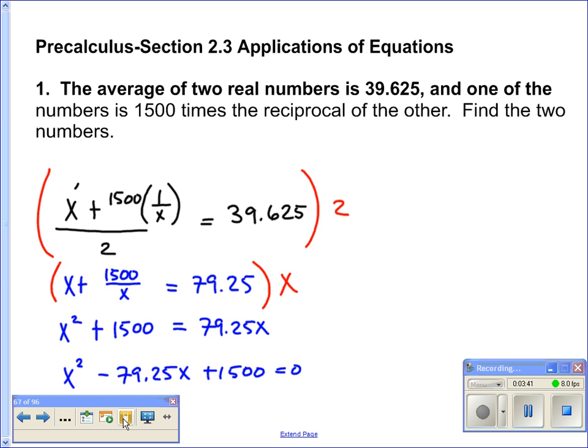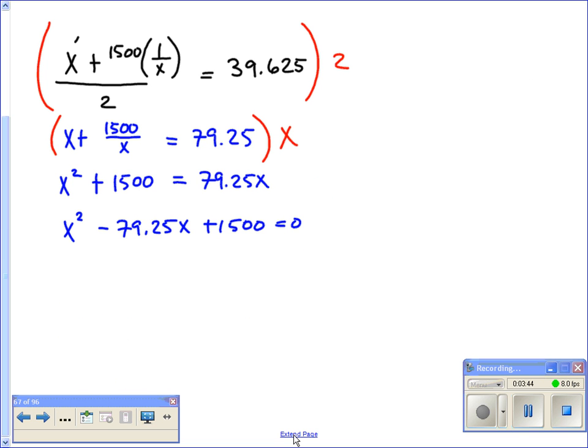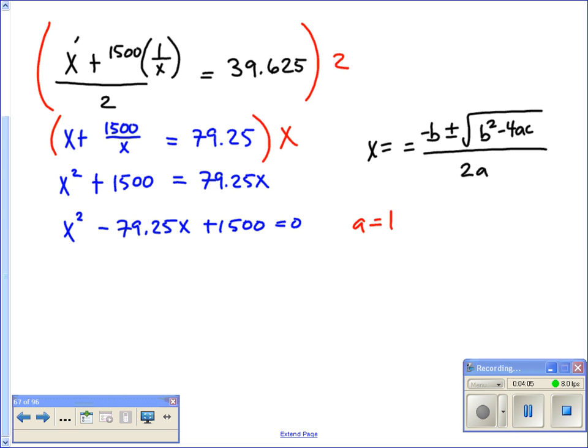Let's just do a quick review. I forgot that I wanted to do a quick review of the quadratic formula. So the quadratic formula is x equals negative b plus or minus the square root of b squared minus 4ac, all of that over 2a. So in this case here, what we have is that a is going to be 1, it's the coefficient of your quadratic term. B is going to be the negative 79.25. And C is going to be 1500.